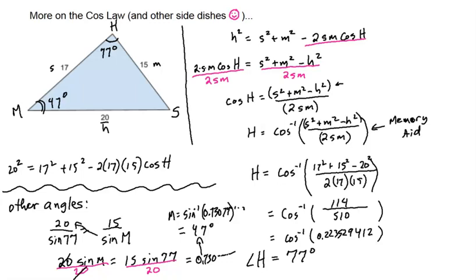Hopefully this is going to be, like I said, useful to you. That idea of the memory aid, just use that if you understand it completely. And labeling on your diagrams is huge, okay? So that you know whether it's a corner angle or a side length.